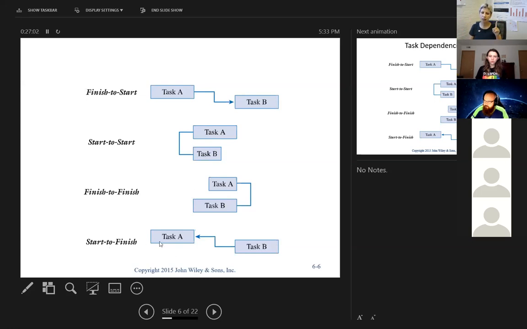Start to finish is tricky. This is A depends on B. So A cannot finish unless B starts. So I can't finish deploying the project before the host organization starts running their help desk. So I can finish as soon as they start the help desk. Otherwise, if I deploy and be done, there will be chaos. So they need to start the help desk before I leave them with the project and be done.